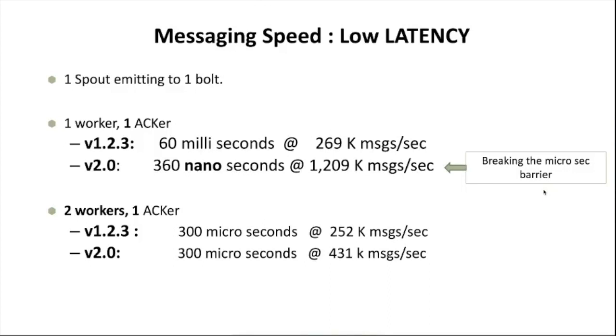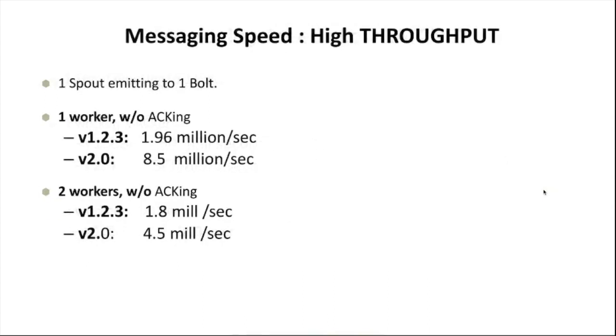For sure, the throughput will go up. With two workers, that means you're crossing worker boundaries. Again, the latencies are similar, but you can see the throughput doubled. I think I have a couple more.